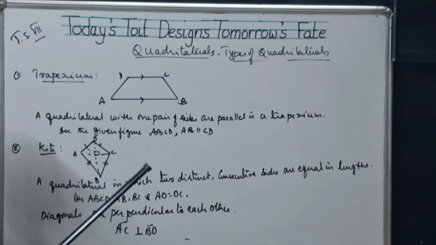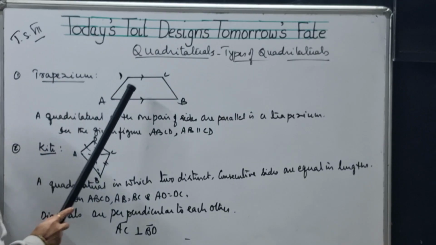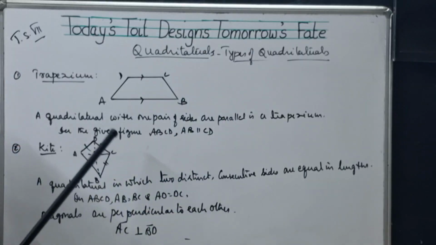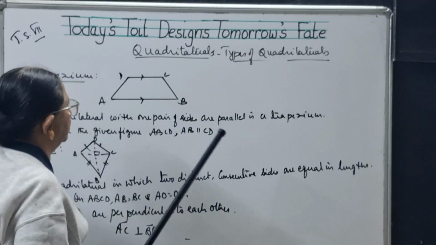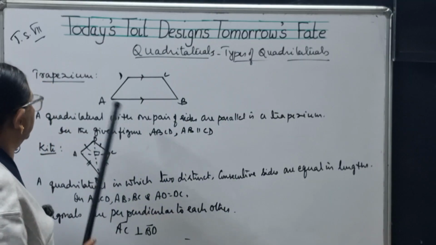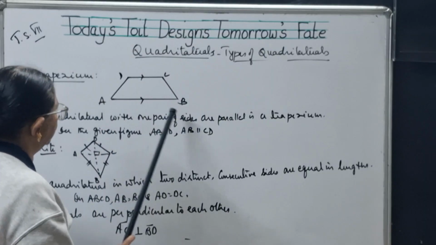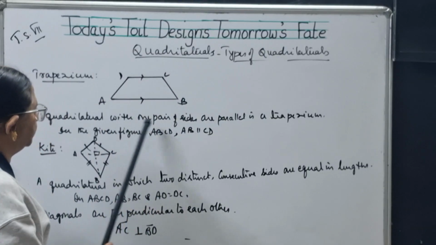I am now dealing with 7th class maths quadrilaterals, and in this topic we are learning about different types of quadrilaterals. First one, let me talk about trapezium. Trapezium, see, this is the figure of trapezium.